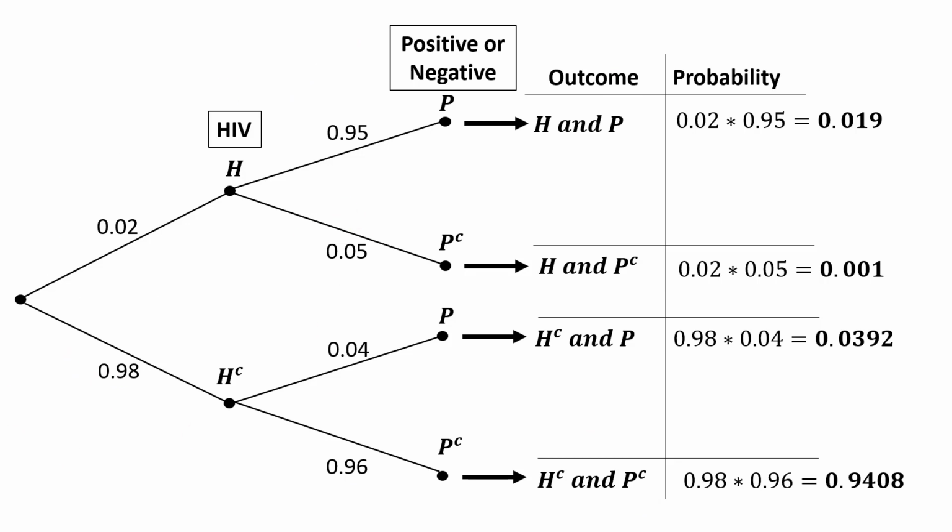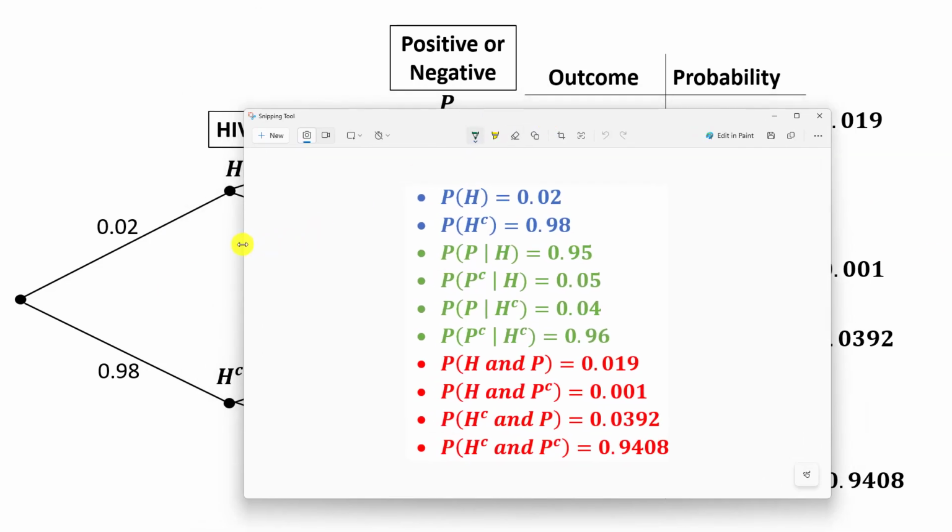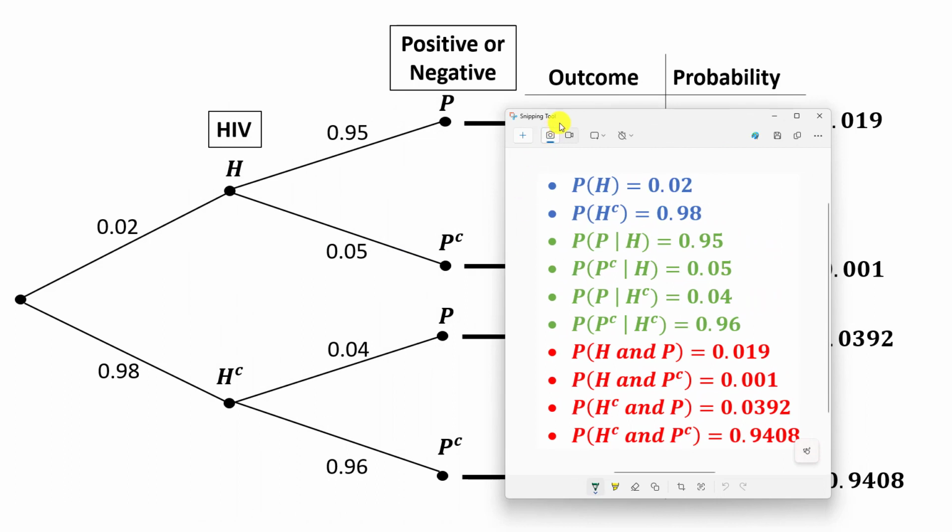And I want you to think about this and have this in your head. Actually, what have we calculated? What actually are all these numbers? So here they are, and I've color-coded them based on what type of probability they are.